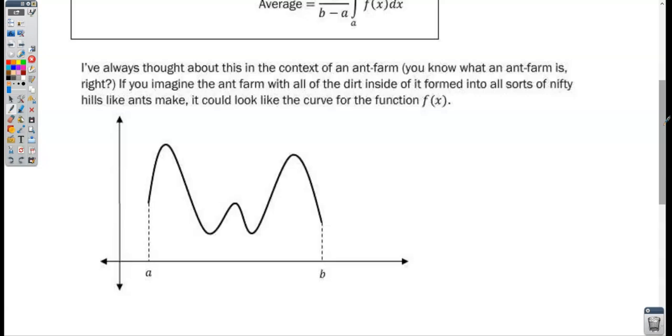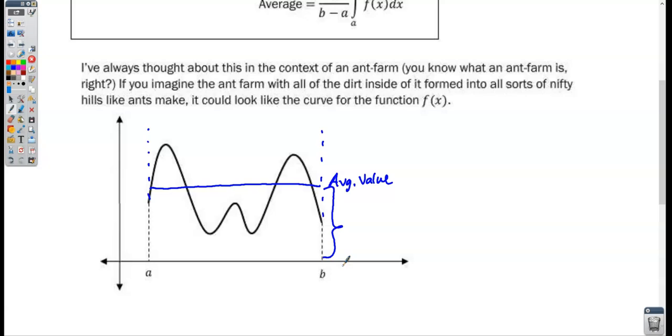And kind of like I would shake my Etch-a-Sketch, I could shake this ant farm and take all this dirt, and when I shook, maybe the dirt would level out. I think I went a little high there. Maybe the dirt would level out right about there. Okay, that's the average value of the dirt, of the depth of the dirt, right there.